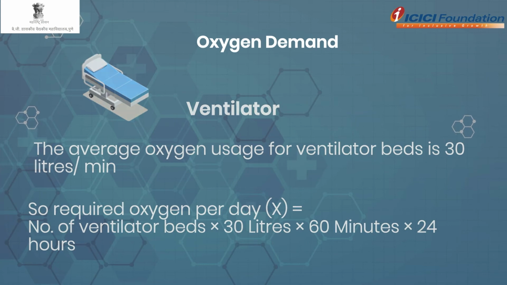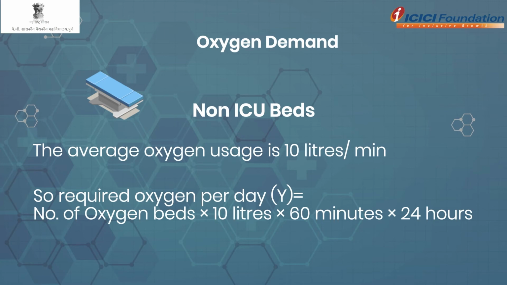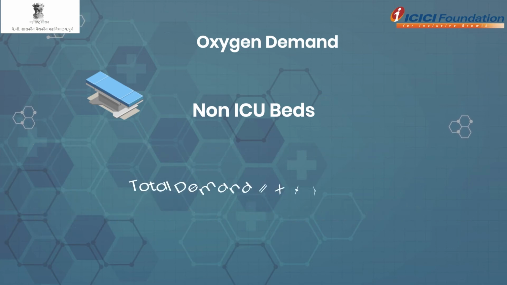Now coming to oxygen beds in non-ICU or simple oxygen beds. The average oxygen usage for simple beds is taken as 10 liters per minute. So required oxygen per day, that is Y, will be equal to number of oxygen beds into 10 into 60 into 24 hours. So total oxygen requirement of the facility for any given day will be X plus Y.